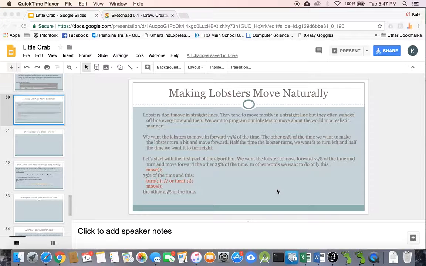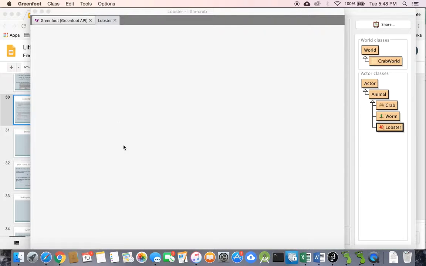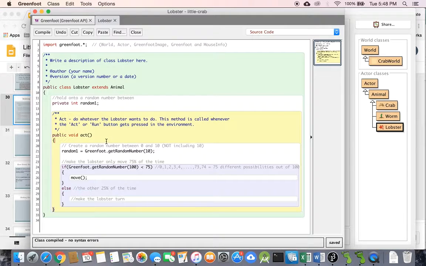All right, now that we've figured out percentages of a time, we can start to get our lobster moving a little bit more naturally. So let's expand on this idea by looking at the code. What do we got so far? We got a lobster, and 75% of the time it's moving. The other 25% of the time, we want it to make the lobster turn and move.